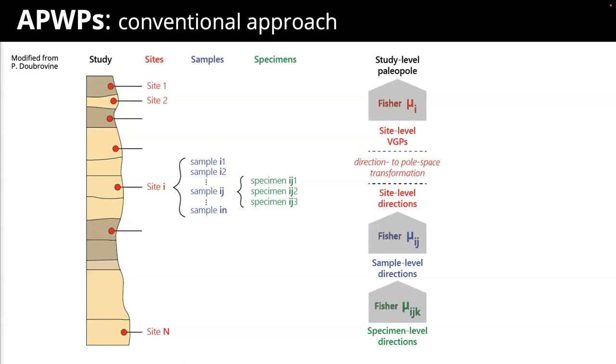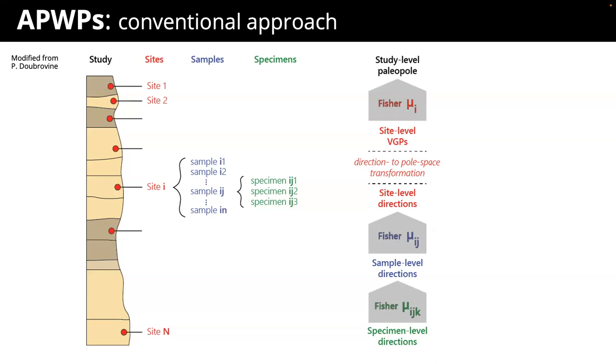And then we want to condense this information into something that's readily communicable. So we start averaging back up the chain, right? If we have multiple specimens, we may average them together to give rise to a sample mean. In many cases, we just pick our favorite one. When we arrive at the sample level, we compute the Fisher average to compute a site level mean direction. At this point, the modern way of working is we apply a direction to pole space transformation to move from a site level mean to a site level virtual geomagnetic pole. And then again, we take the Fisher mean of these site level VGPs to arrive at our study level paleopole.